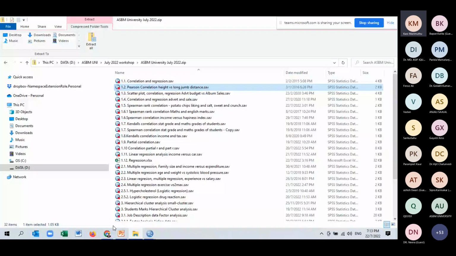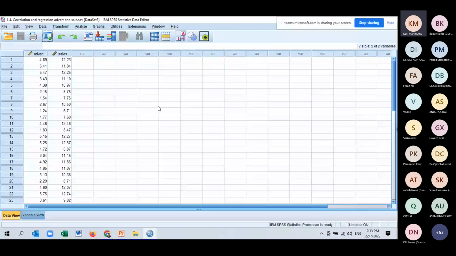Maybe we can also run one more exercise. You can go to 1.4, make it faster, and practice, and someone can tell me how to interpret. 1.4, just click correlation regression, advertisement and sales. Sir, same thing. Values are normally distributed. Please open the file, run the analysis and tell me the answer.